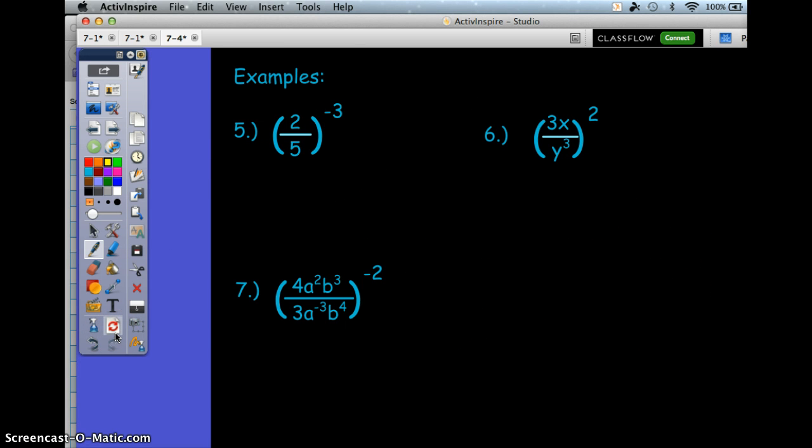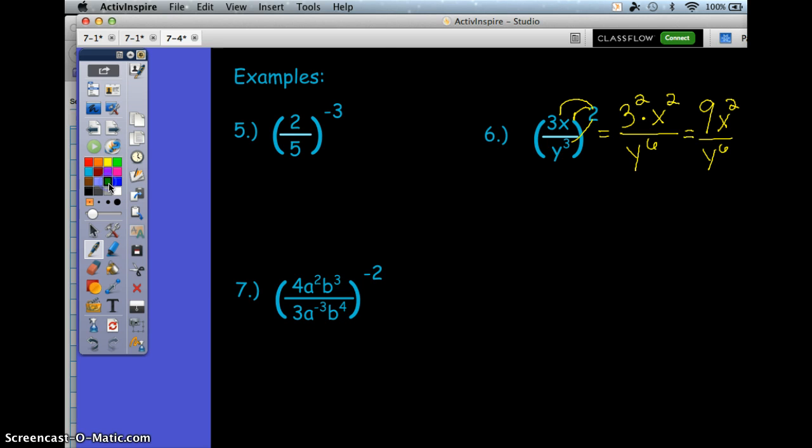Number 6, this time, it's your entire numerator raised to that second power. So you have to raise all parts to the second power. 3, x, and y each have exponents of 1, so you need to apply the square to 3 different exponents now. So you have 3 to the 1 times 2 is 2, times x to the 1 times 2 is 2, over y to the 3 times 2 is 6. So 3 squared is 9x squared over y to the 6th. And you can't simplify it any further.